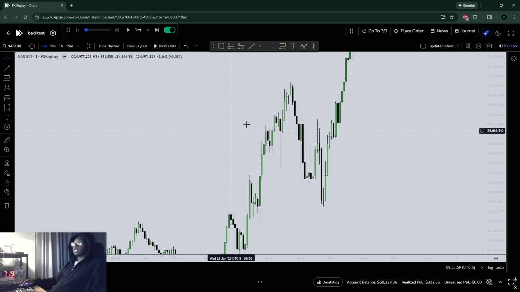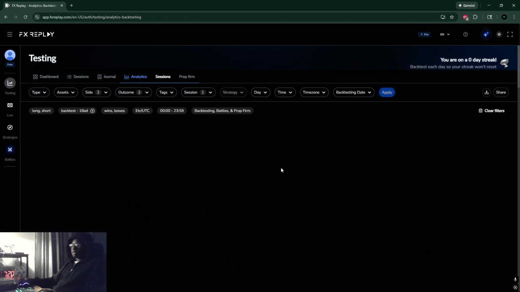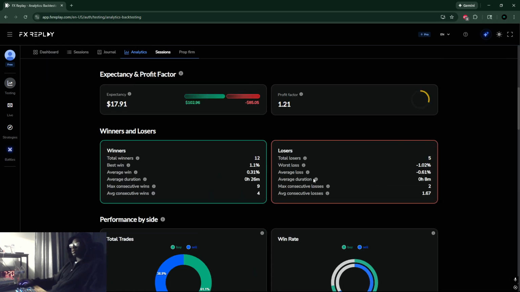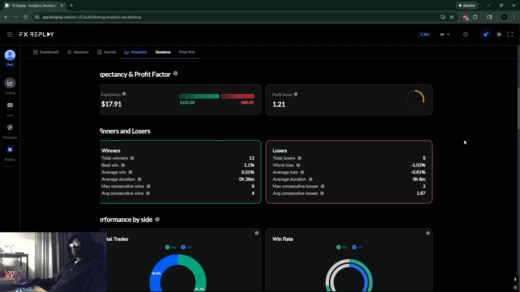So let's just see our analytics so far. I've been backtesting for a couple of days, but let's just see how I've been doing. So my win rate is 70%. Taking 18 trades, one break even, 12 winners, 5 losers.